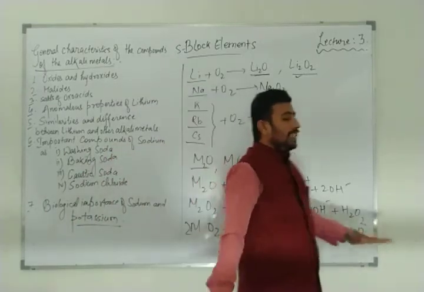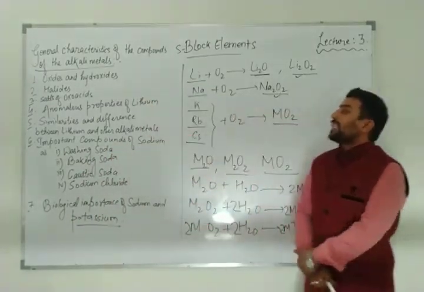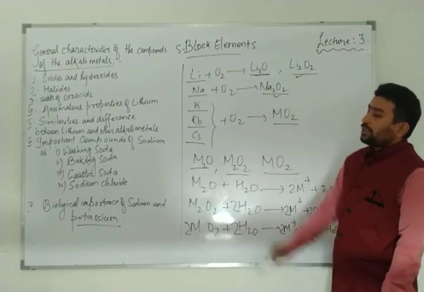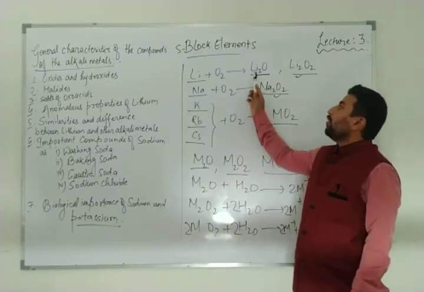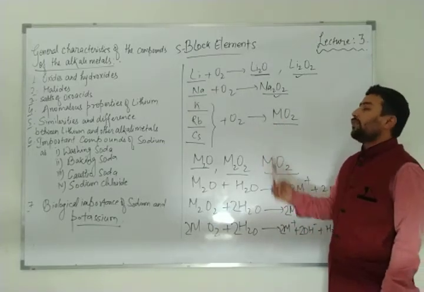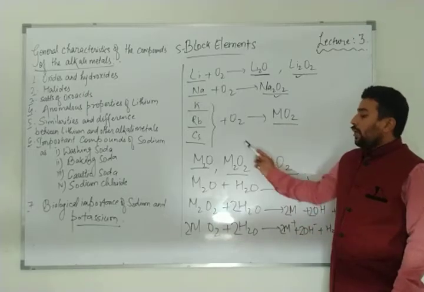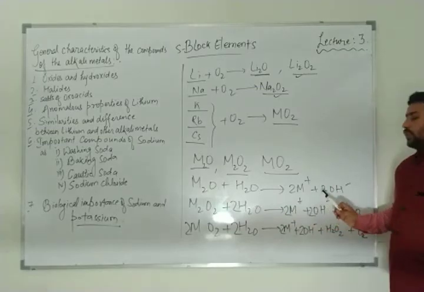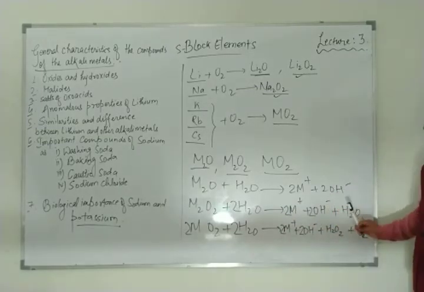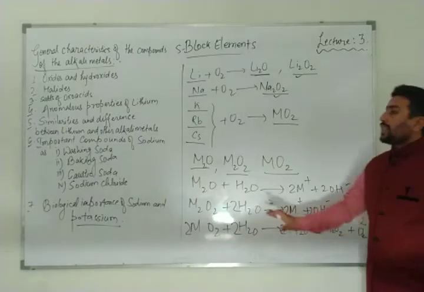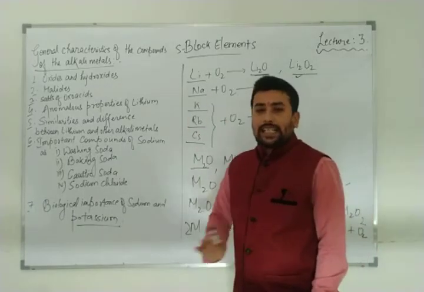So what you have seen here is the first topic, oxides and hydroxides. All the alkali metals, when they react with oxygen, give you oxides in the form of monoxides, peroxides and superoxides, right? Now as you have seen about the hydroxides, if they react with water, they give hydroxide, hydrogen peroxide, and hydrogen peroxide plus O2. So this was the first topic, oxides and hydroxides.